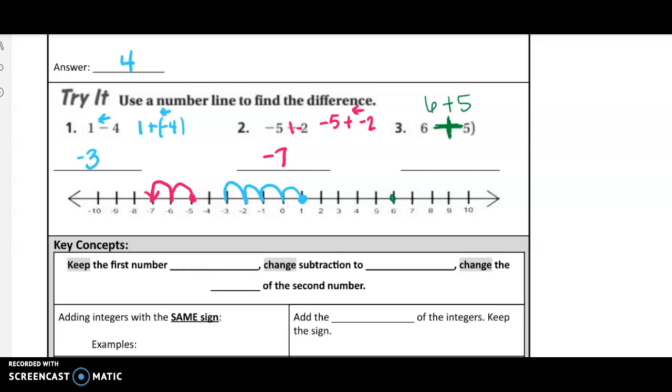So we have 6, and then plus 5 means we go to the right. We're going to go 1, 2, 3, 4, 5. So we are at 11.